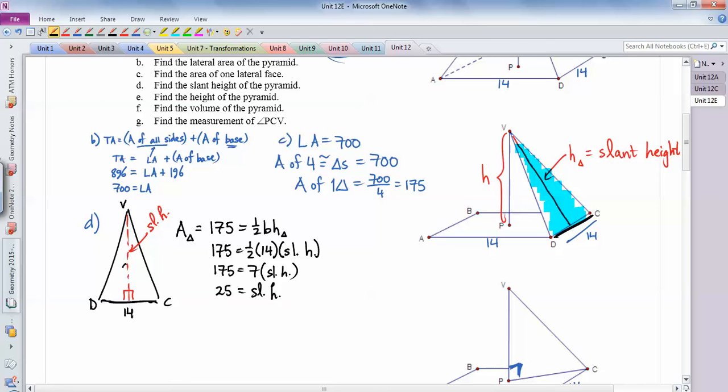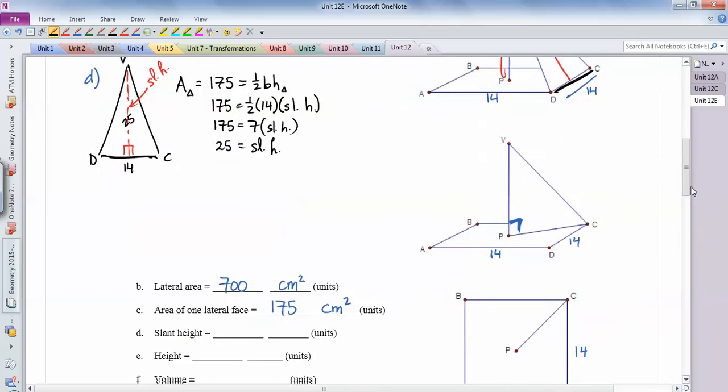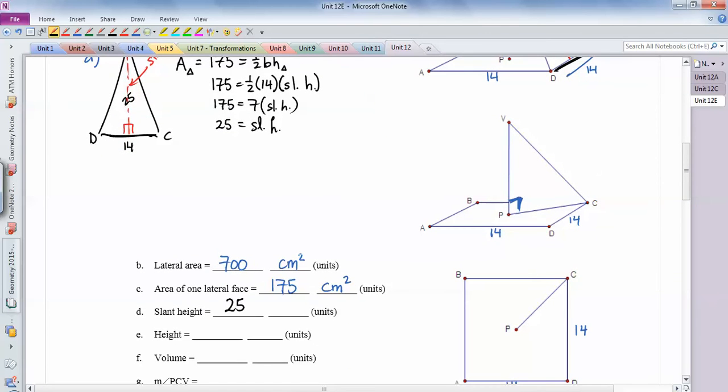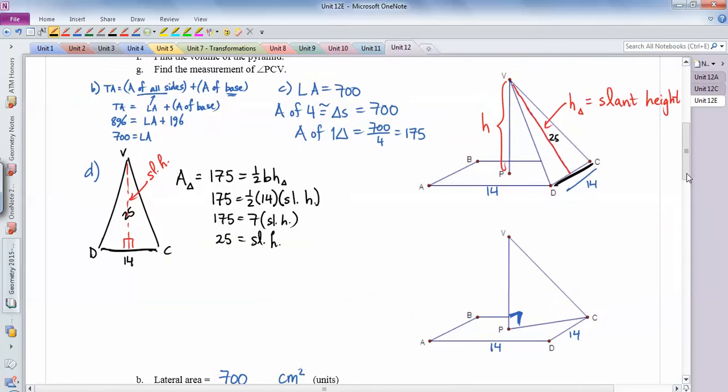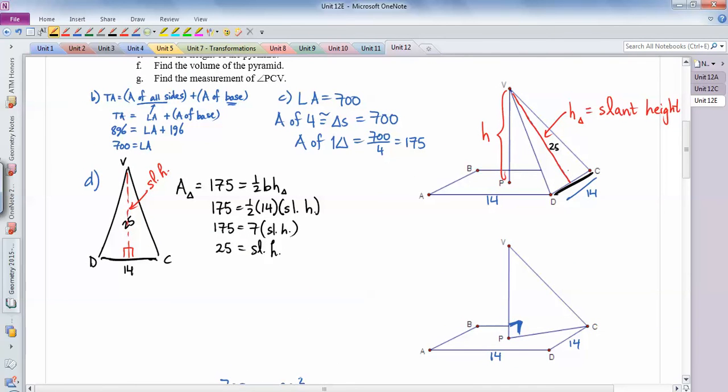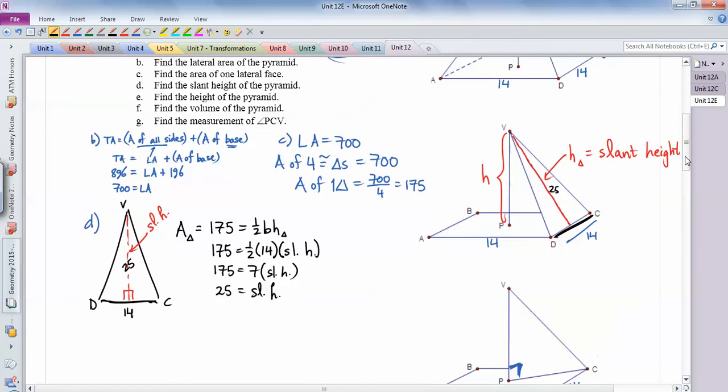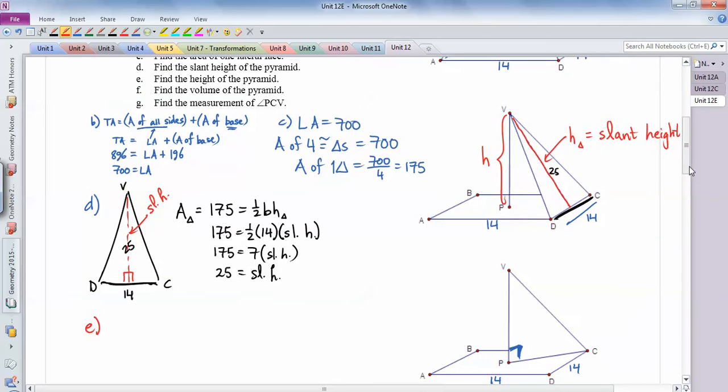So now we know this is 25, and then I can go ahead and put it in this picture right here, 25. Okay, so let me put that down here, 25, and then since it's a length, it's centimeters. Okay, so this is 25. Now what we need is the actual height. That's what we want in part E, actual height of the pyramid. Okay, so that's this length right here.